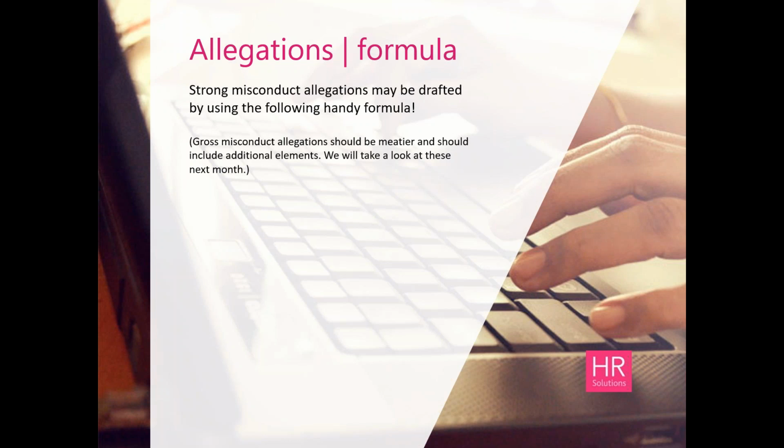Now, this formula is good if you're writing an allegation about unsatisfactory conduct or misconduct or serious misconduct. It won't do for gross misconduct allegations, okay? If you've got something that's GM, gross misconduct, then they should be a lot meatier, and they should include some additional elements, which we are actually going to be looking at next month, okay?